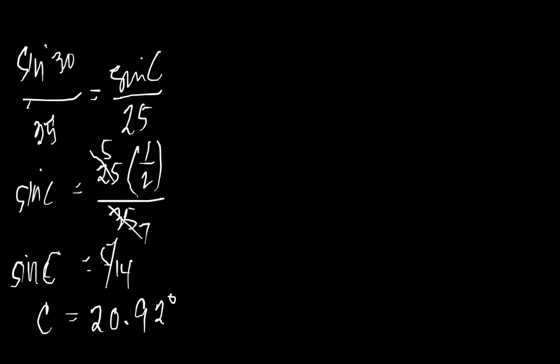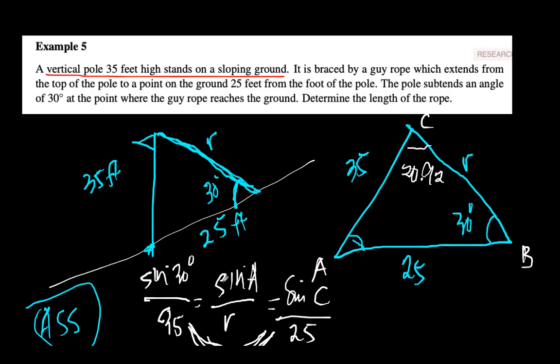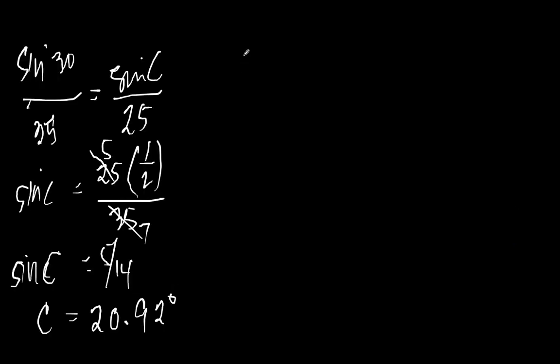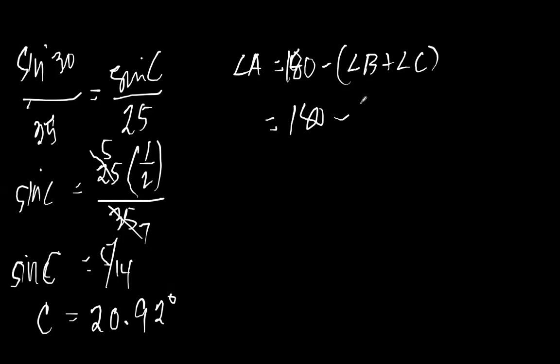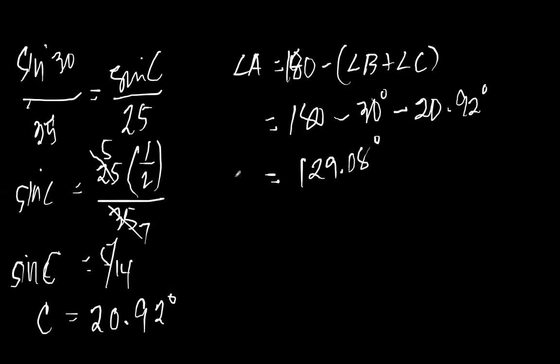So let's proceed. Okay, we already found angle C. Then we can now solve for angle A. Okay, so angle A is equal to 180 minus angle B plus angle C. Okay, can you please help me, guys? 180 minus angle B, 30, and 20.92. Anong sagot? So 129.08 degrees. Okay, that's angle A.